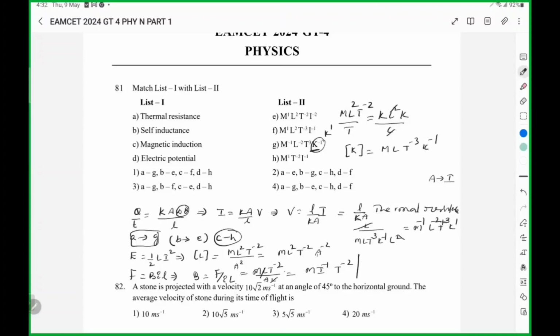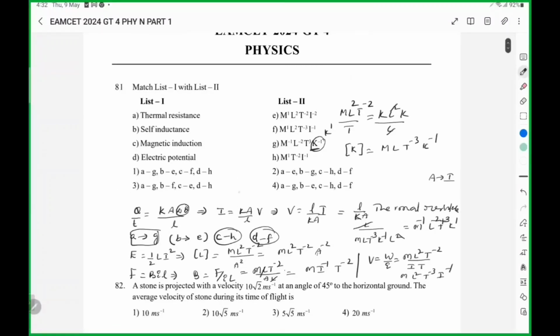Electric potential is the work done in bringing unit charge. Charge is current into time. So the dimensional formula is M L^2 T^-3 I^-1. That is D maps to F. So the final answer is this.